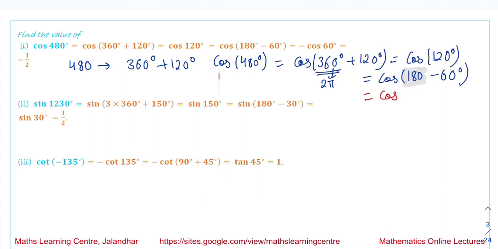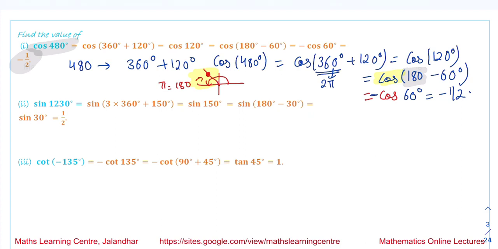We are saying it is 180 minus 60, so 180 means we are talking about the angle pi, and it is minus 60, so this angle will lie in the second quadrant, and in the second quadrant the value of cos is negative. So we write the answer: it is equal to minus cos of 60 degrees, and this is equal to minus 1 by 2. So this is our answer, that cos of 480 degrees is equal to minus 1 by 2.